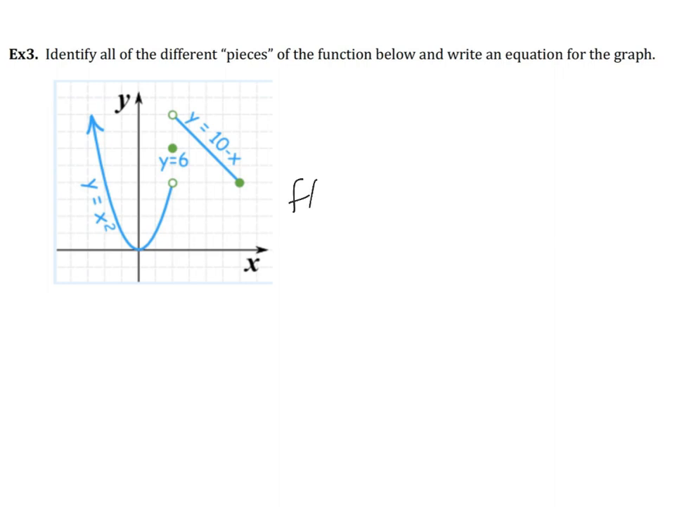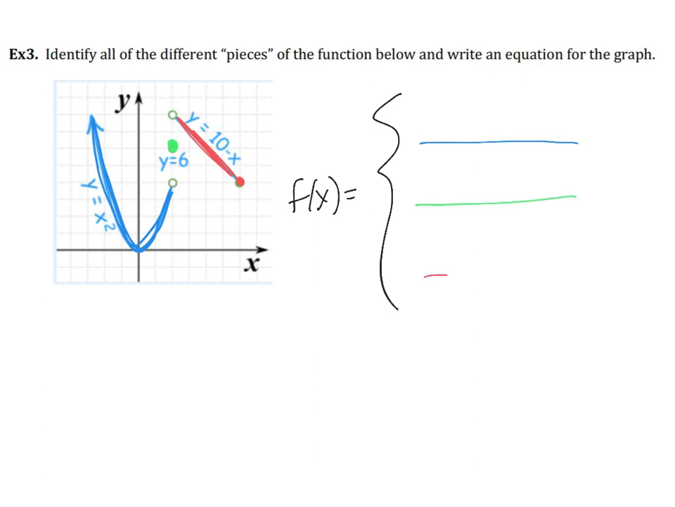So you would say f of x equals, we are going to have 3 portions. I'm going to have the quadratic portion, I'm going to have the green point portion, and then I'm going to have this red line segment portion. So go ahead and pause and write what you think you would need for each section, including the domain.